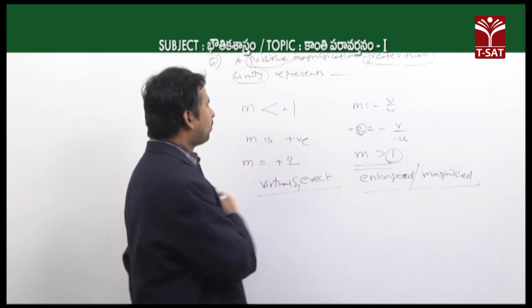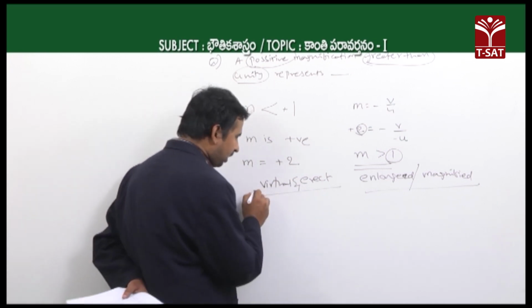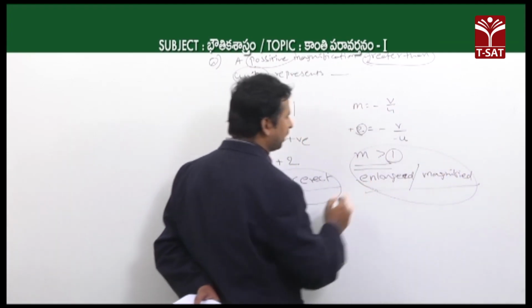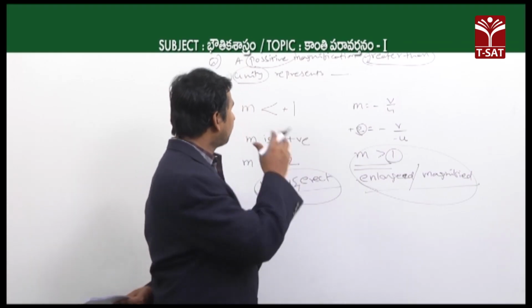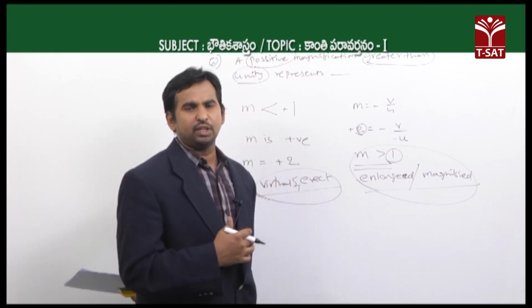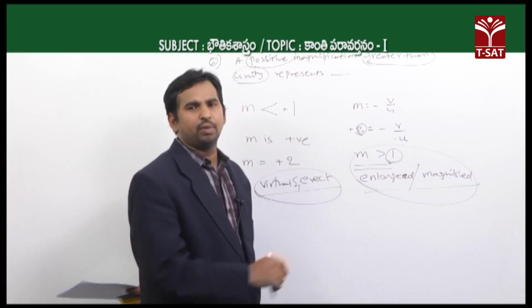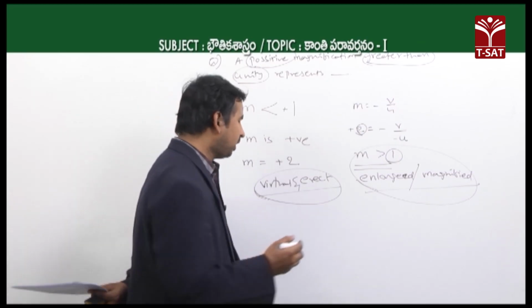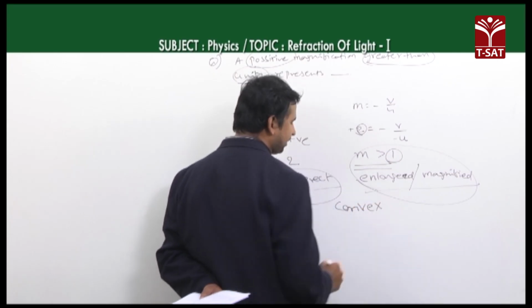So a positive magnification greater than unity always represents a virtual and erect image, and as it is more than 1, a magnified image is formed. So finally, the image characteristics become a virtual, erect and magnified image. These types of images are formed only by the convex lens.